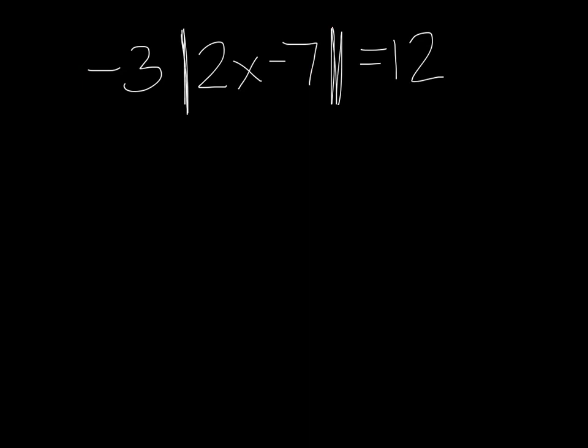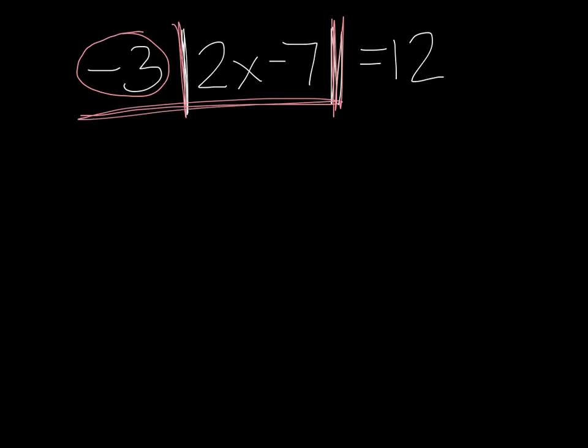Alright, our very last one. We have negative 3 times the absolute value of 2x minus 7 equals 12. The absolute value lines need to be all by themselves before we can say whether or not it has 1, 2, or no solutions. So we need to get rid of this negative 3. Well, negative 3 and those absolute value lines are being multiplied, and the opposite of multiply is divide. Let's divide each side by negative 3.